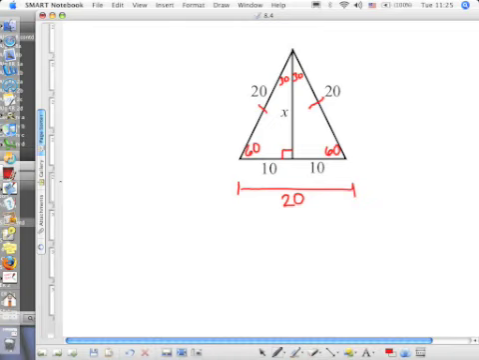We have a 30-60-90. I know the hypotenuse. I know the short leg. I'm looking for the long leg.